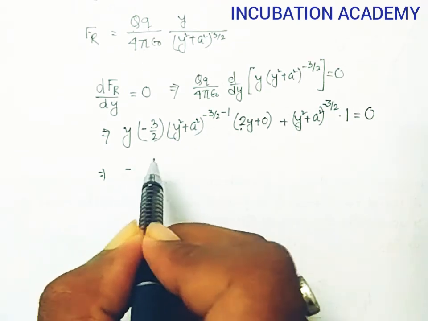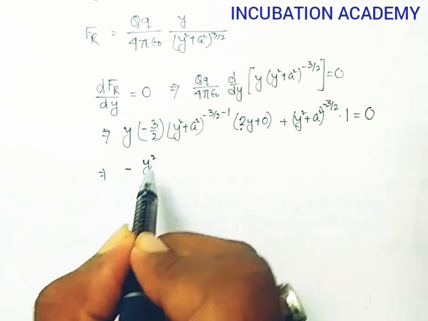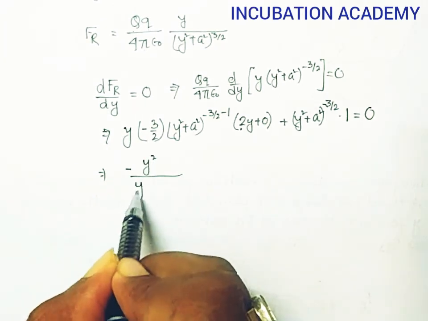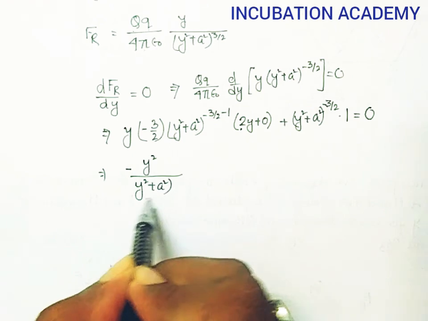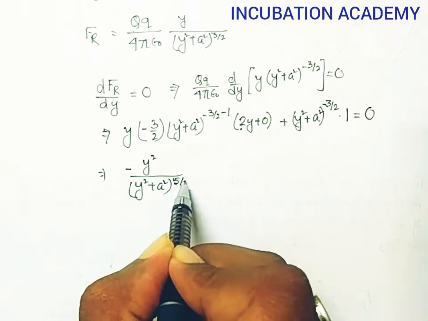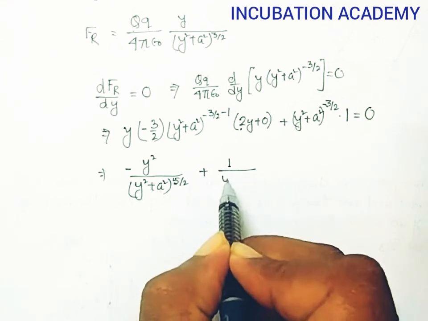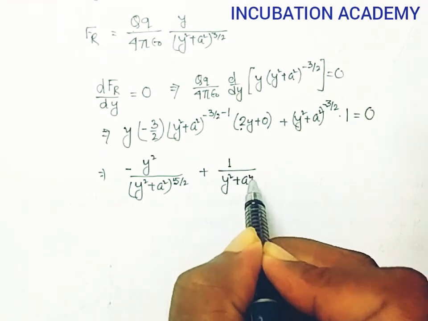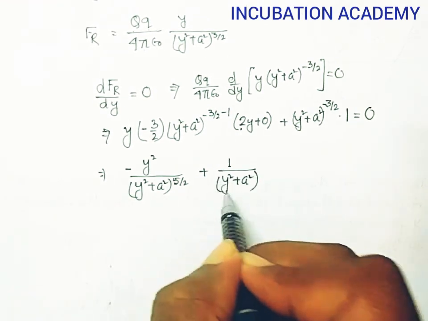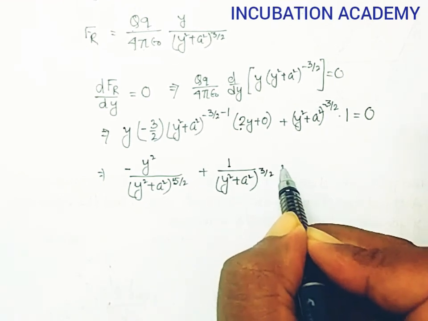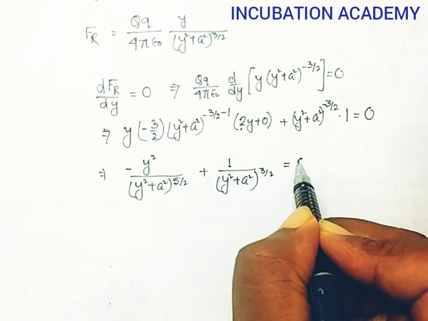If I just arrange this, it will be minus of y square divided by y square plus a square to the power 5 by 2, plus 1 divided by y square plus a square to the power 3 by 2, equal to 0.